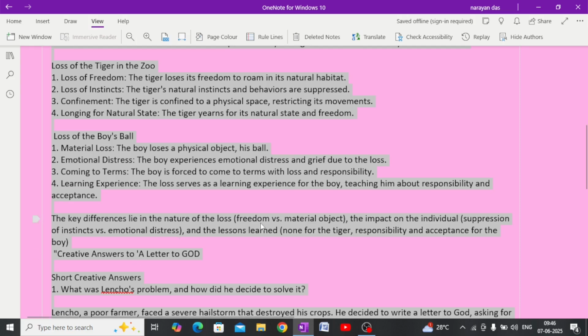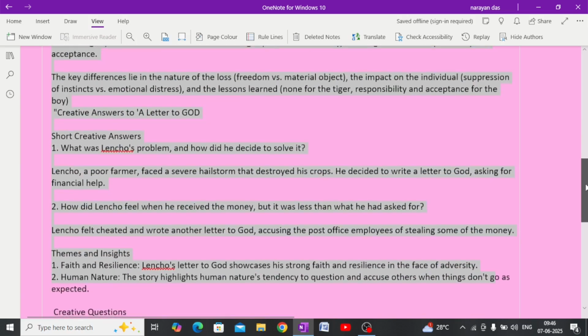Now, a few creative answers from A Letter to God. Questions here for you. You may explore. What was Lencho's problem and how did he decide to solve it? You know it better. You can write it. Lencho, a poor farmer, faced a severe hailstorm that destroyed his crops. He decided to write a letter to God asking for financial help. That is, help with money.